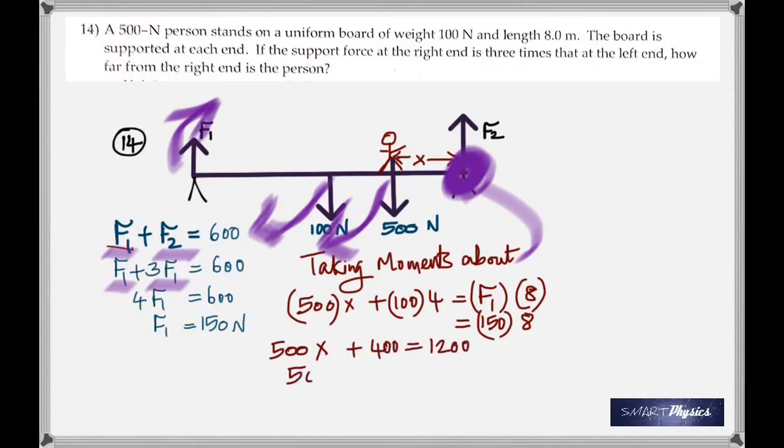So now that is simple math there. 1200 minus 400 is 800, and then divided. 800 divided by 500 gives 1.6 meters.